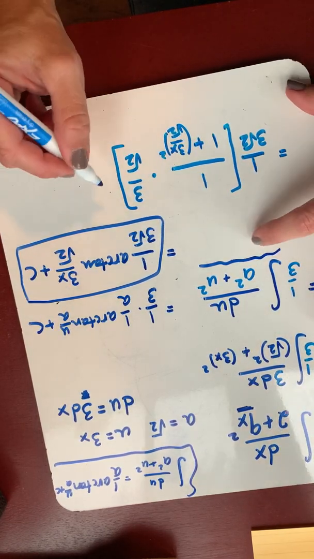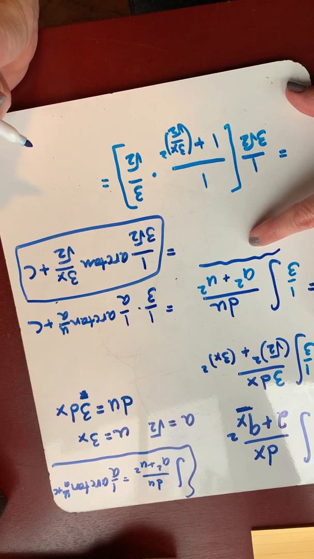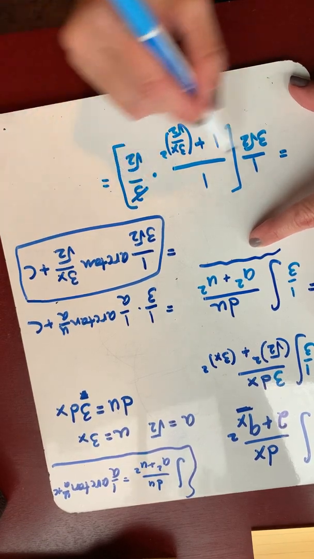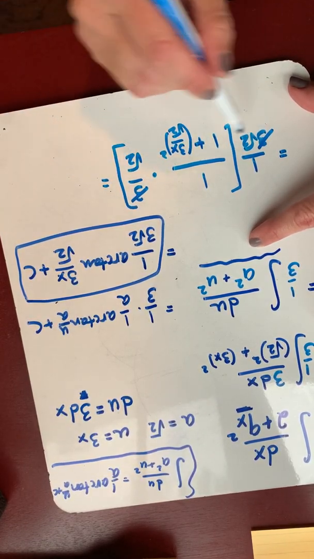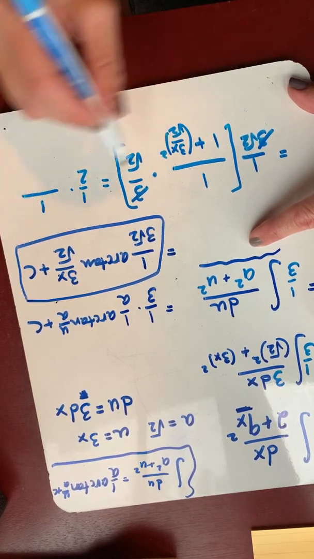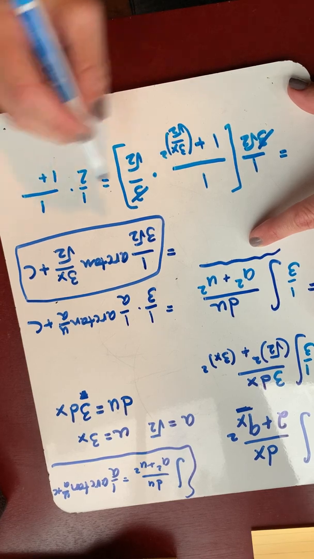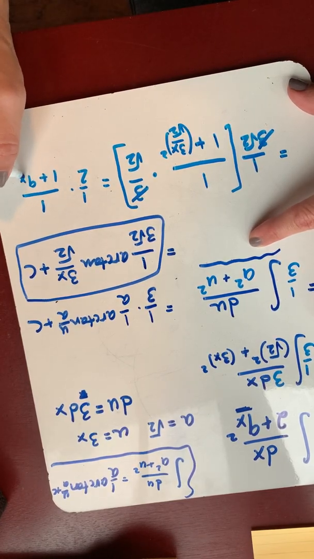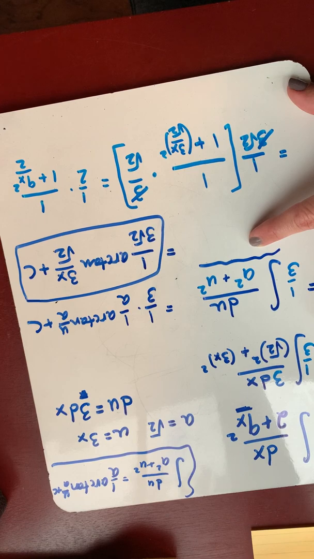Let me see. So I'm going to reduce this. This 3 and this 3 will cancel. This root 2 and this root 2 will become 1/2. Now we've got this fraction. This will become 1 plus 9x squared over 2.